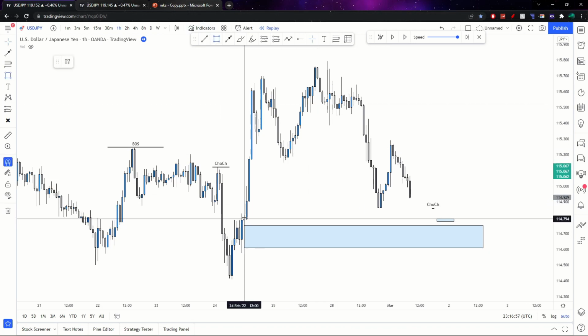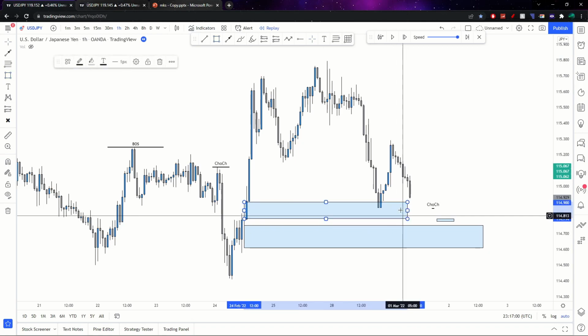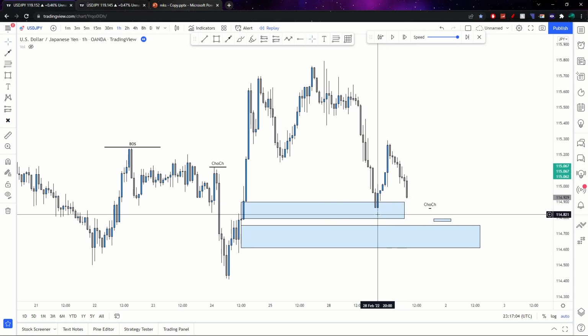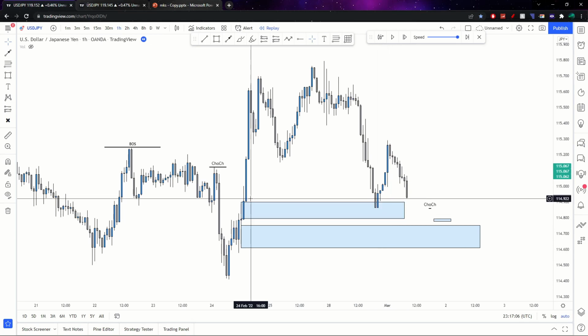First things first, imbalance straight away, right? Right here, we've got our area of imbalance, and special technique for the mentorship, check down below how we can use imbalance for our trades.